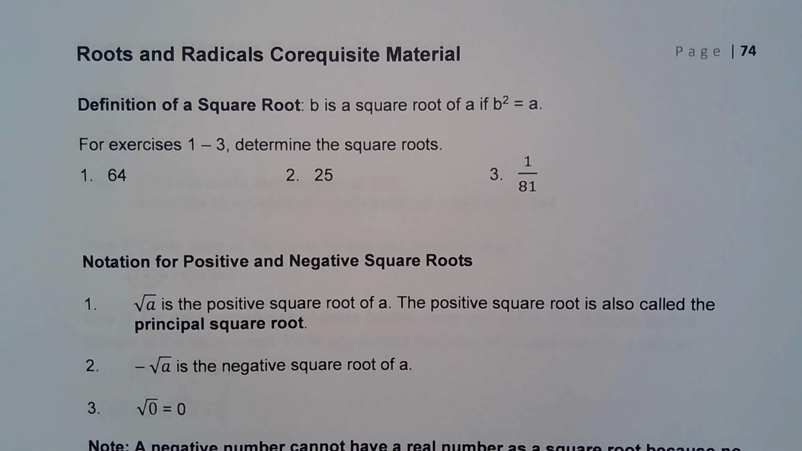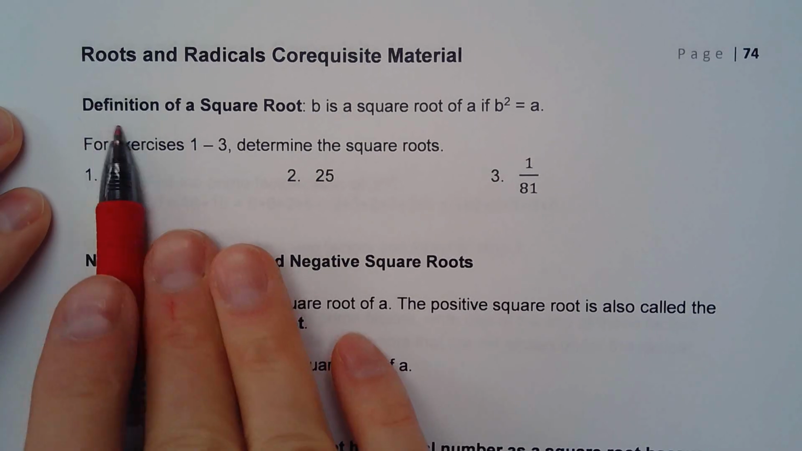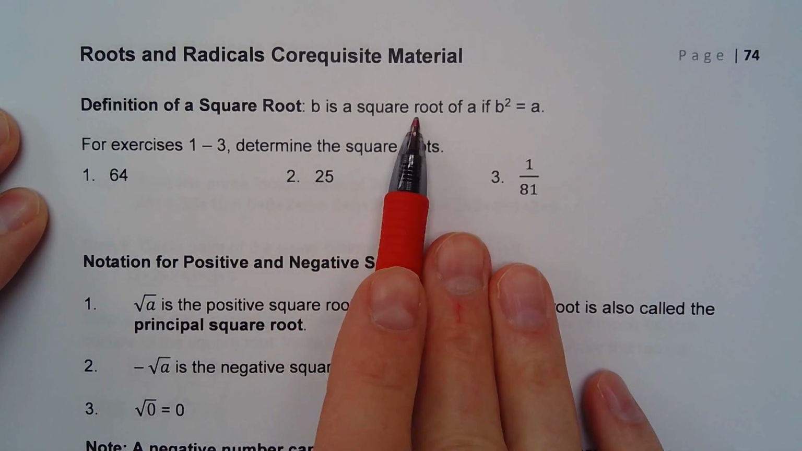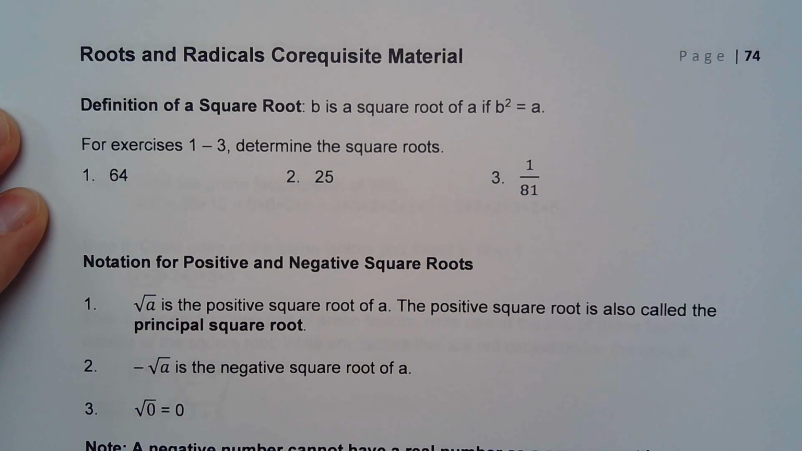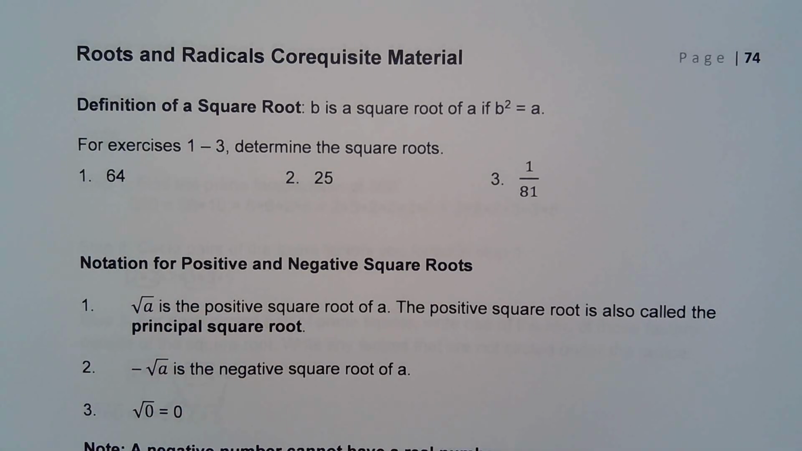So now we're going to talk about roots and radicals. This is on our section right before we're going to talk about solving quadratic equations using the square root property and the quadratic formula. So definition of a square root, b is the square root of a if b squared equals a. So for exercises 1 through 3, this asks us to find the square root of 64.